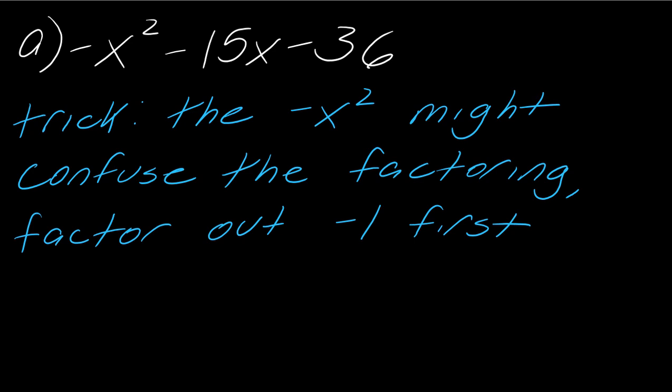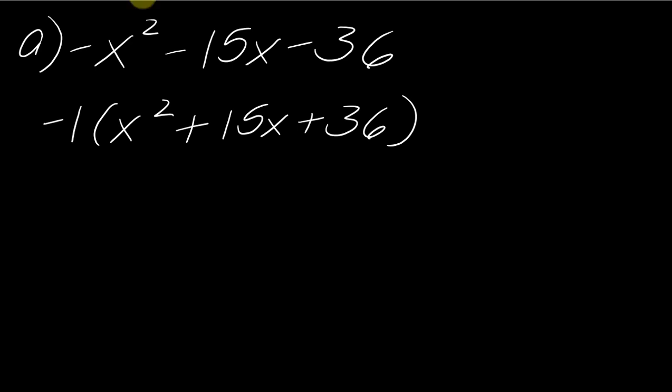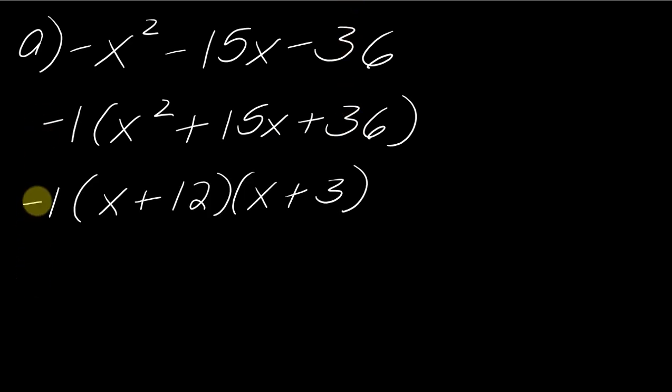So here's what that looks like. I factor out the negative 1, and then you see how I've flipped all of the signs here. So now they're all opposite, right? So this is what you're going to want to do. And then from here, you just factor this part right here as usual. So how the rest of this will factor then is, notice I've still got the negative 1 here, but now I'm going to have x plus 12 and x plus 3. Cool.